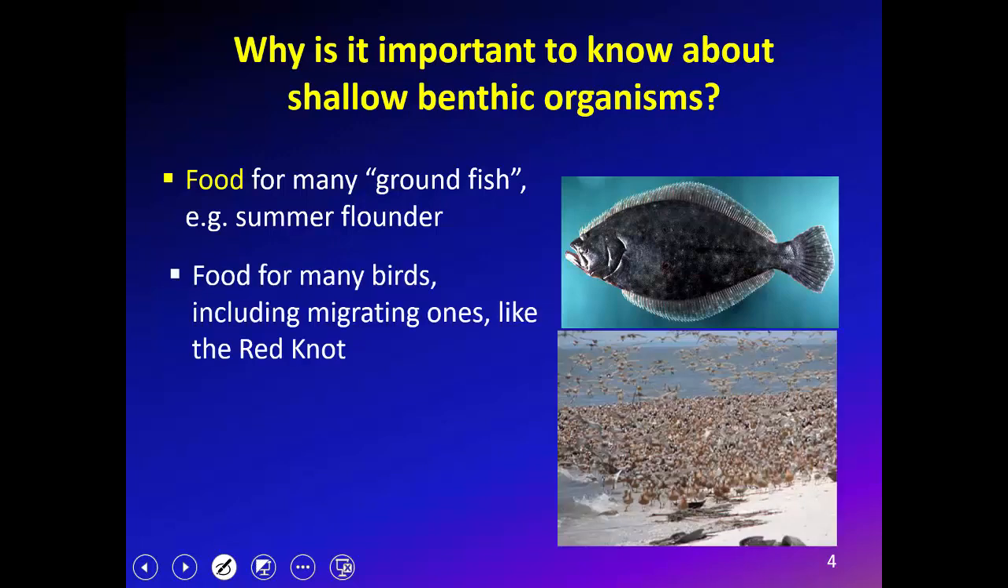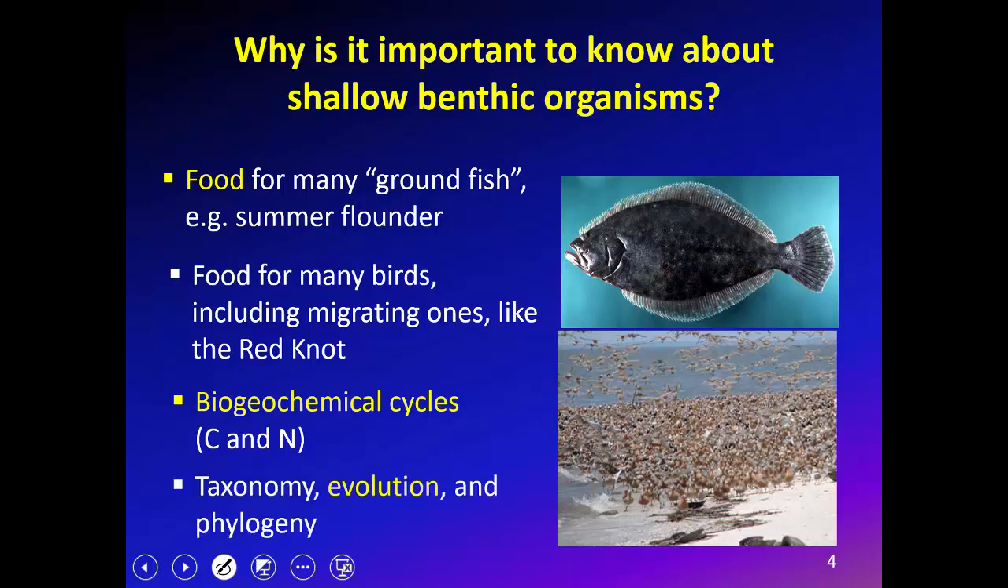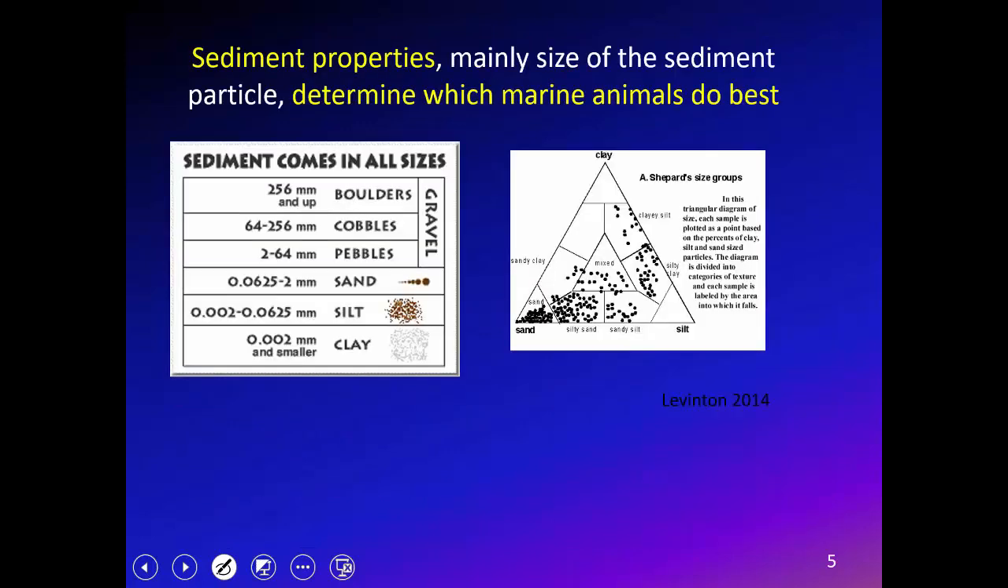They're also food for birds, such as the red knot, which is a migrating bird that we see very commonly here in the Delaware Estuary. And when we talk about estuaries, I'll get more into that topic and about the importance of our estuary in supporting these migrating birds. These shallow environments are also important for biogeochemical cycles. Just to say a few words about that in a minute. And then, as always, if we are interested in general about the evolution of organisms, we need to look at marine ones, and that includes many of those that live in shallow benthic environments.